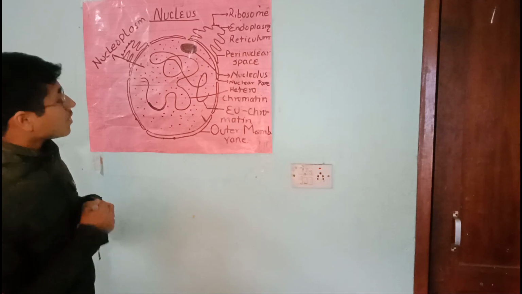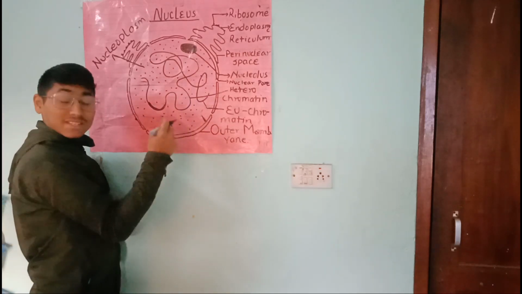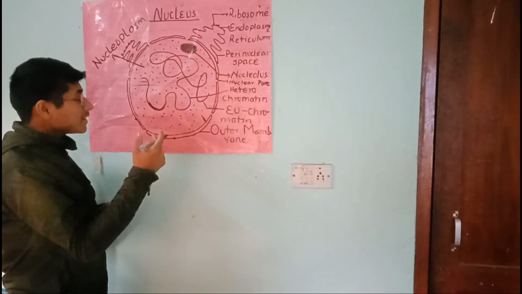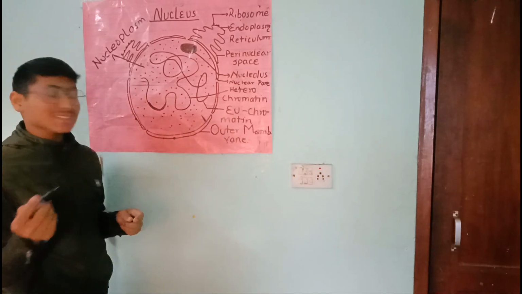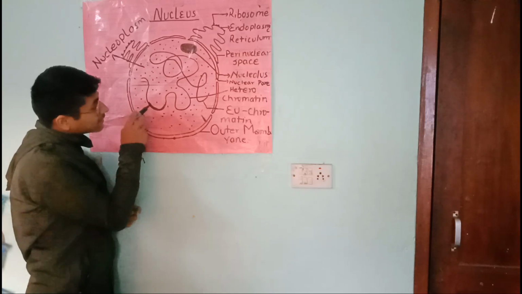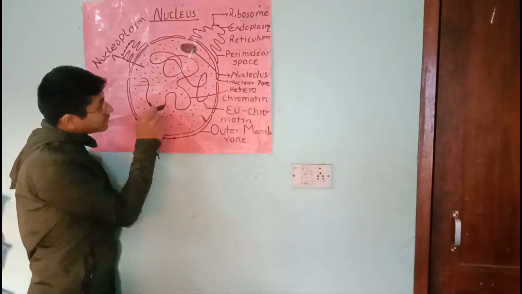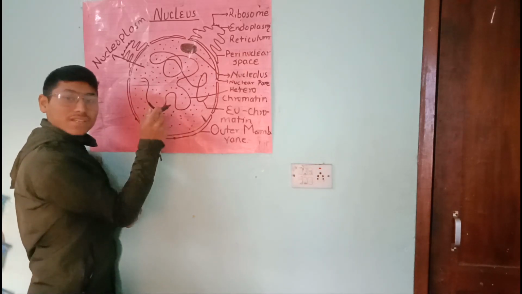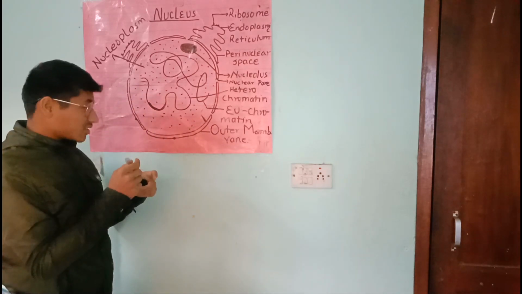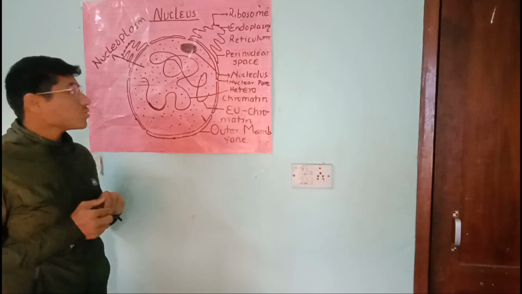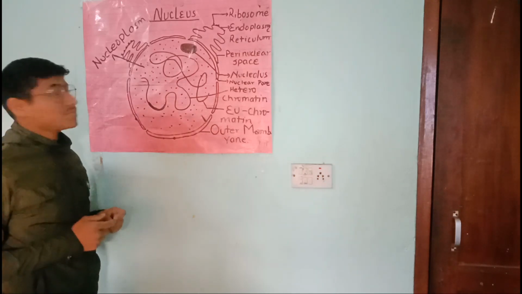The second type of chromatin reticulum is heterochromatin. It is the chromatin which is tightly arranged and has a dark stain. Look at here, this is the dark stain. This is the heterochromatin. Having a dark stain is known as heterochromatin. But it is genetically inert. It means that it does not show the process of transcription.